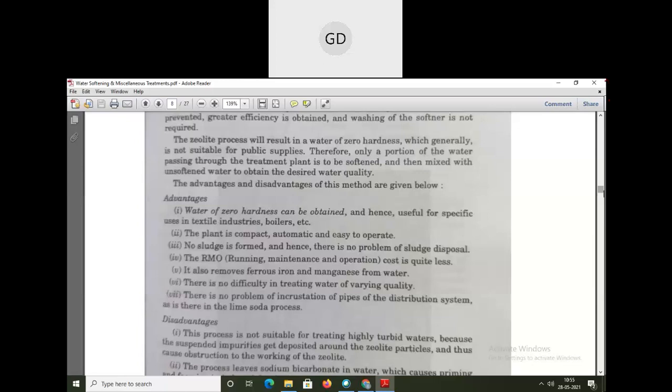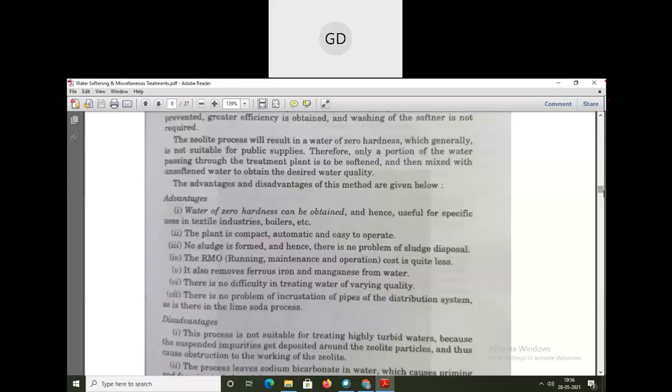The zeolite exchange plant is very compact and automatic, with no need of any skilled supervision, and it is very easy to operate. Here no sludge is formed, and there is no problem of sludge disposal. The running, maintenance and operation cost is also very less. It also removes ferrous iron and manganese from water. So there is no difficulty in treating water of varying quality. Whatever difficulties we had in the lime soda process are solved by this zeolite exchange process.